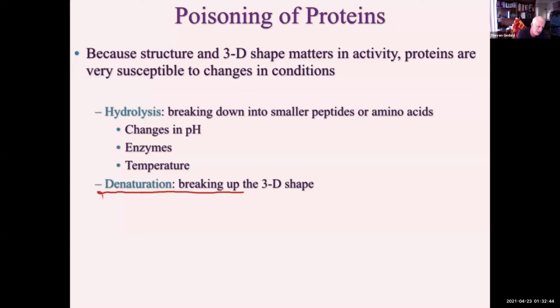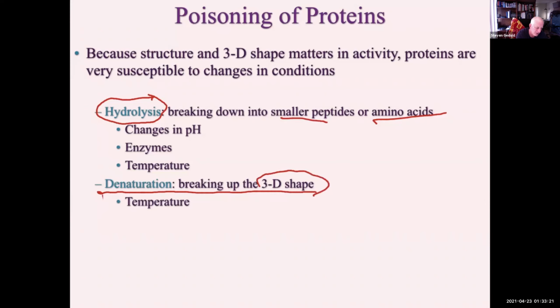Denaturation is breaking up the 3D shape. So hydrolysis is used like when you eat proteins. Okay, we have to break it down to get the value from it, right? We break it down into smaller peptides or individual amino acids so you can utilize them in the body. Okay, and change in pH, enzymes, and temperature all have that function. Denaturization only breaks up the three-dimensional shape. It does not make it into smaller chains. It does not release amino acids. The primary structure stays the same with denaturization.